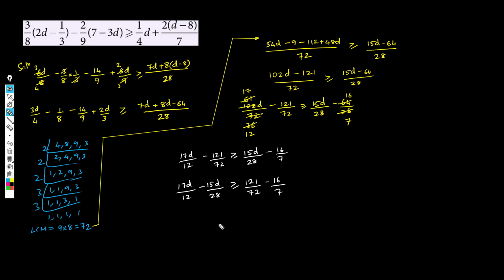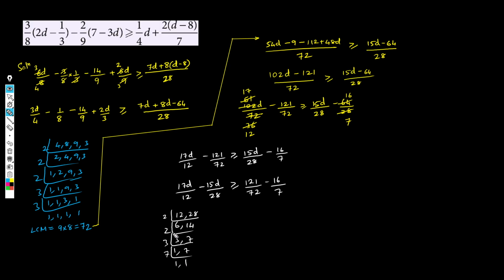Once again, I'll have to take the LCM of 12 and 28. Let me take the LCM of 12 and 28 with our conventional method. So let's divide with 2. 2 6s are 12, 2 14s are 28, 2 3s are 6, 2 7s are 14, 3 1s are 3 and 7. So finally I get 7 1s are 7 and 1s are 1.